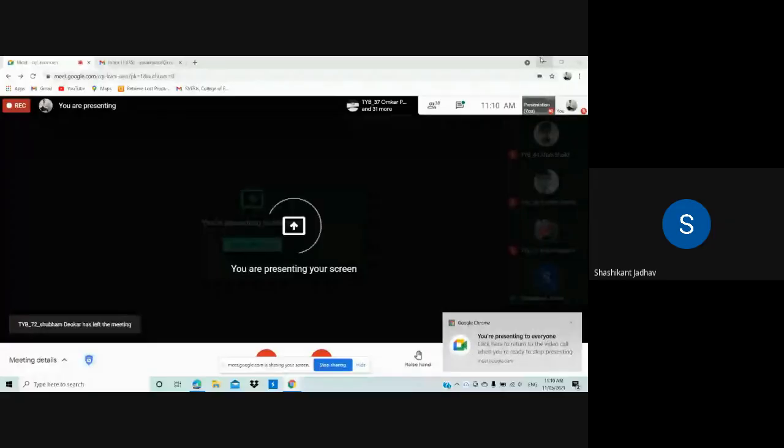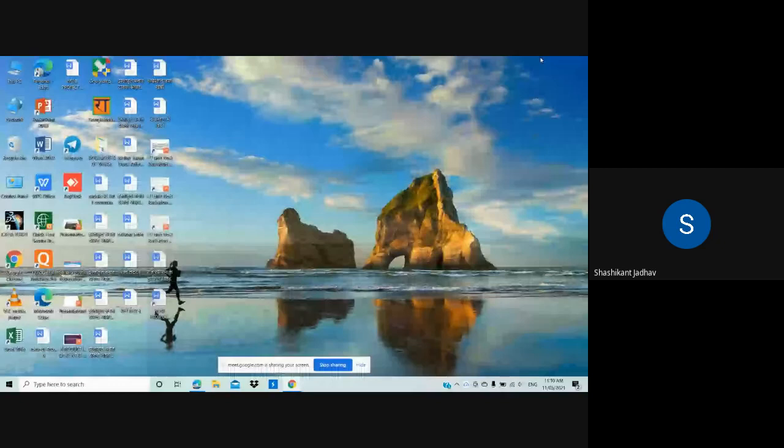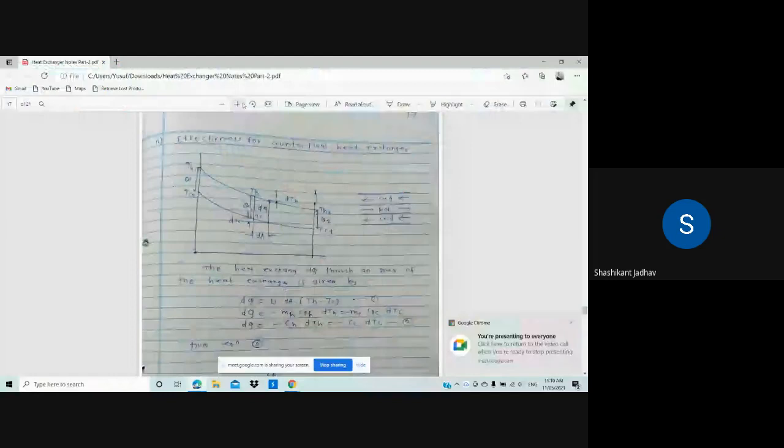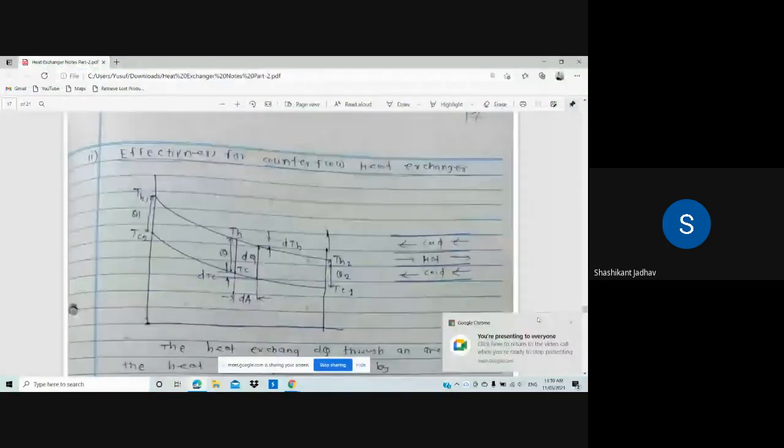Okay, so for that condition, that is for the counter flow heat exchanger, we have to derive the effectiveness. Okay, so all of you write down the new heading. Write down the new heading, that is effectiveness for counter flow heat exchanger.